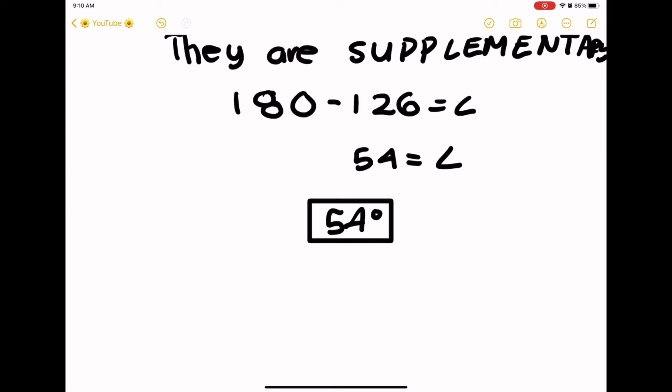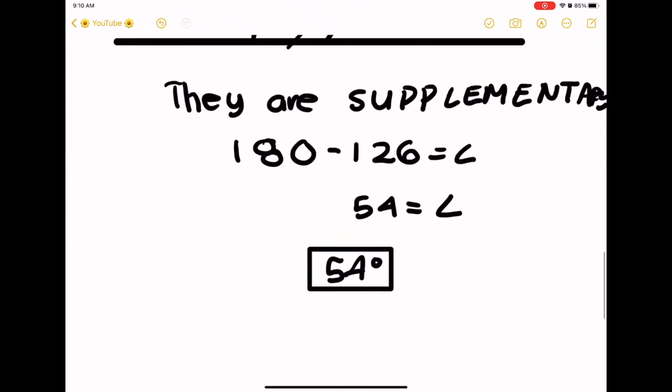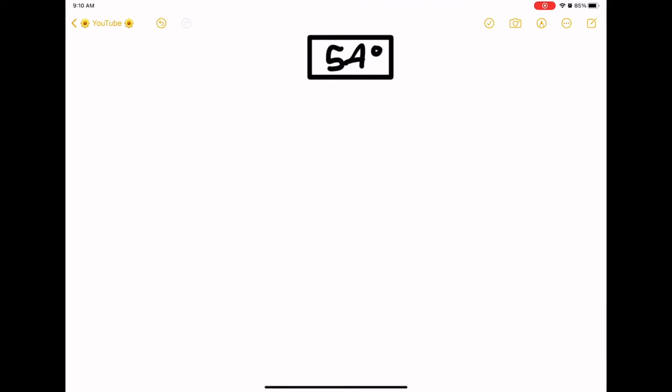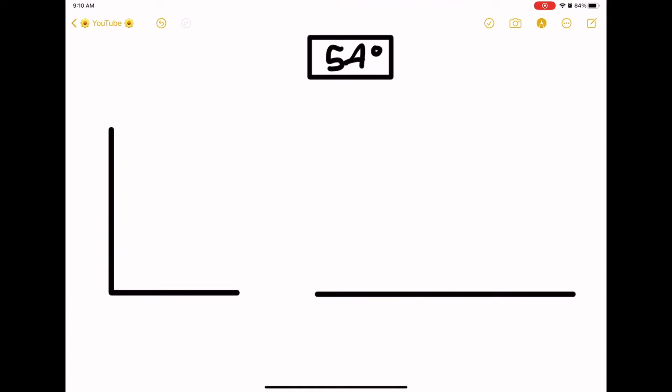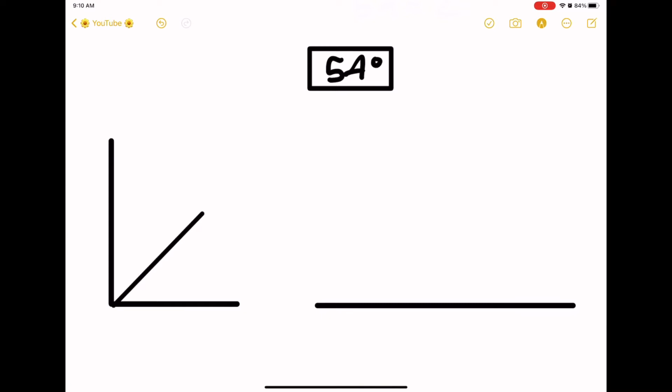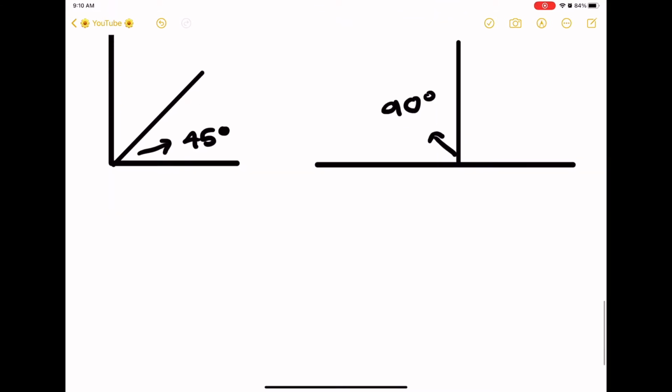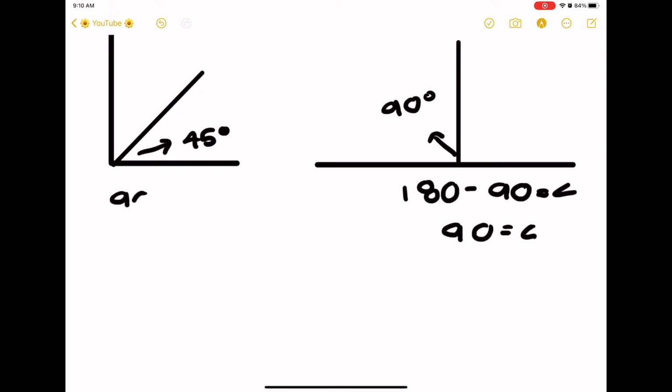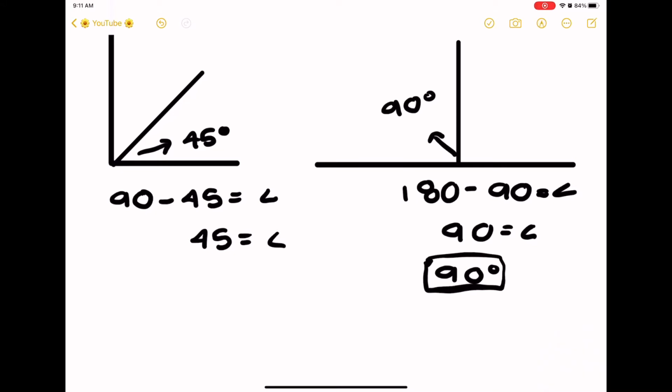Now I want to do another problem with you all as well with complementary and supplementary angles. So let's say we have two complementary angles and two supplementary angles, just like these two. And we are given one of them for each. So for the complementary angles, we are given that one is 45, and then for the supplementary, we are given one is 90. Well, for the supplementary, they will add to 180. So we subtract 90, and then we'll get 90. And then 90 minus 45 for the complementary ones, we'll get 45.